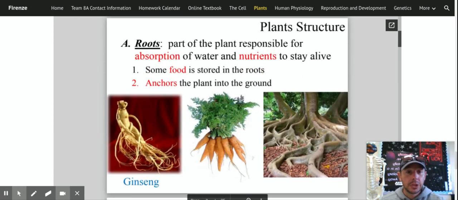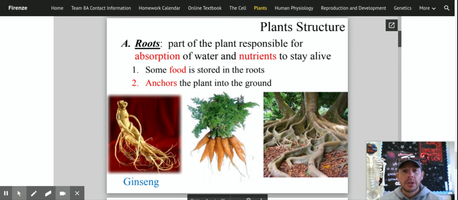Okay, so what are our basic structures of plants? The basic structures of plants are very similar to that of human beings. The first structure we're going to talk about are the roots. The roots are the part of the plant that is responsible for absorbing water and nutrients in order to stay alive. Most of the time they're underground, but sometimes you can see them above ground too.